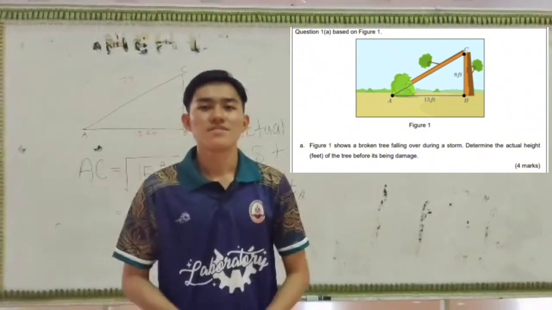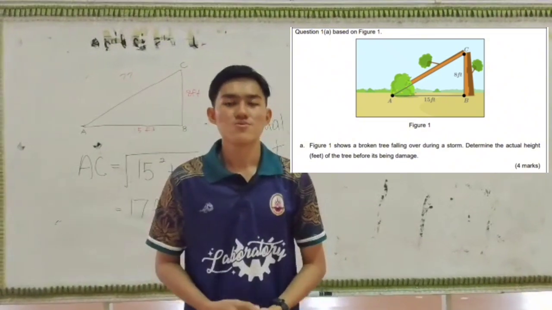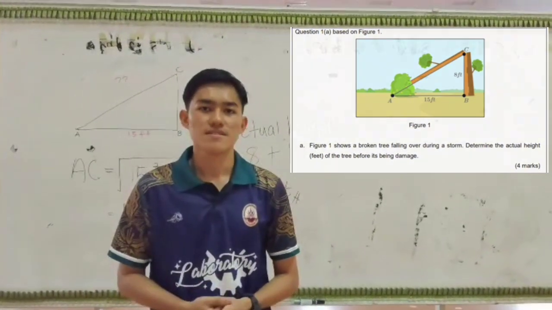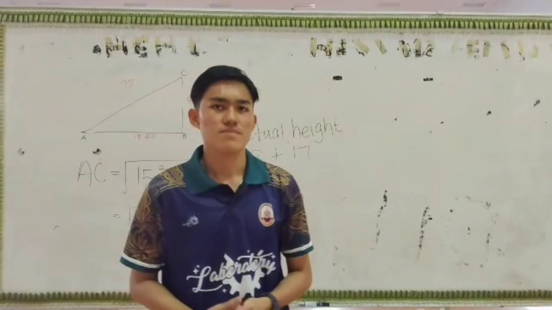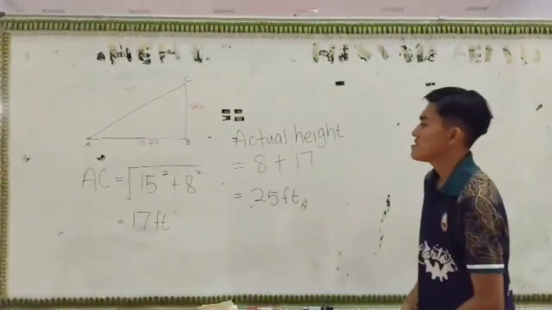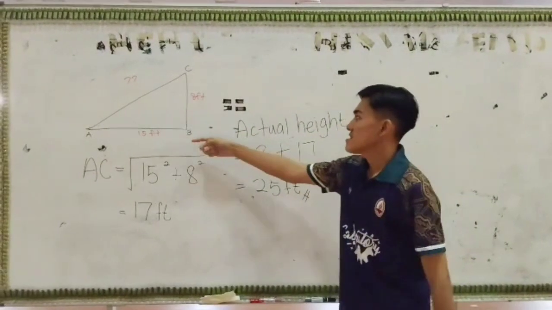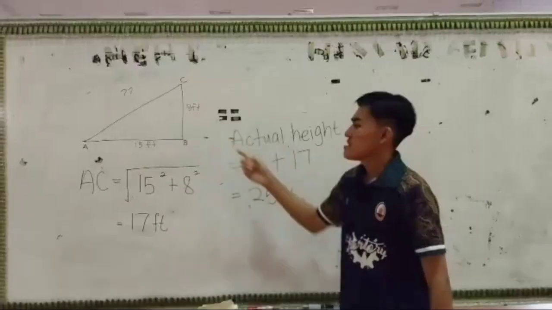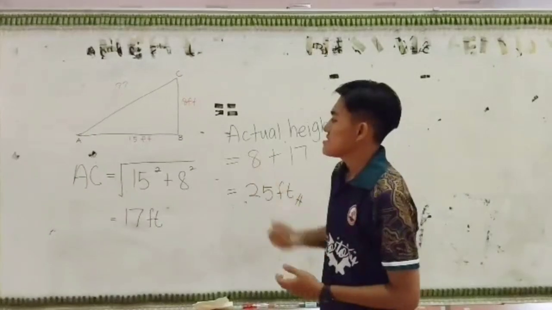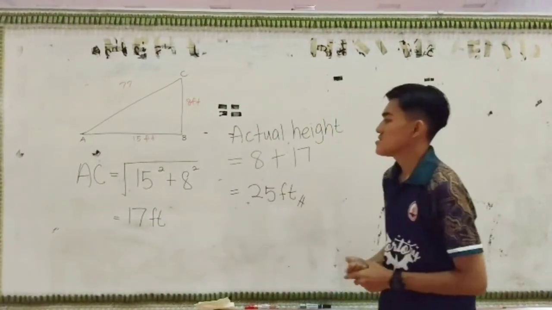Question 1A. Figure 1 shows a tree falling over during a storm. Determine the actual height in feet before it was damaged. Based on Figure 1, we can see the triangle shape. The adjacent is 15 feet, the opposite is 8 feet. We can find the hypotenuse AC using the Pythagoras theorem.